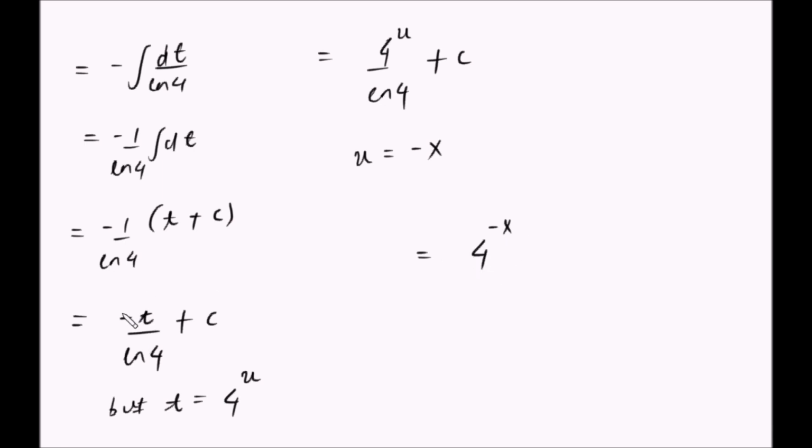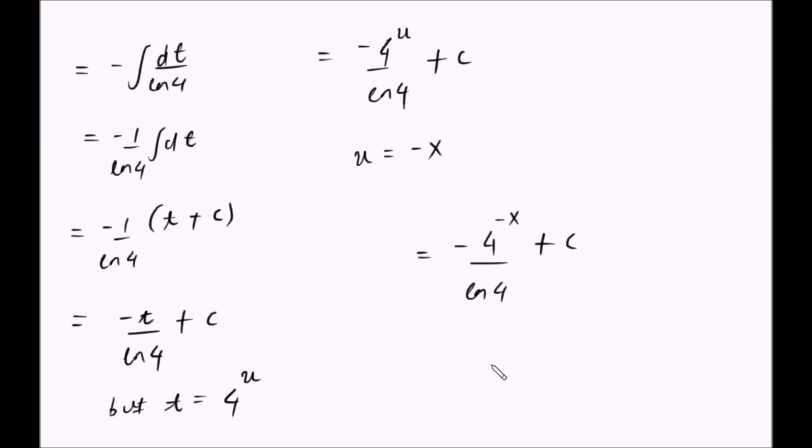Oh, I forgot this negative, you see it is here. I want to write it again. So I'm going to rub this one. Here there was a negative, and this negative, negative, negative. So it's negative 4 to the power negative x over ln 4 plus c.